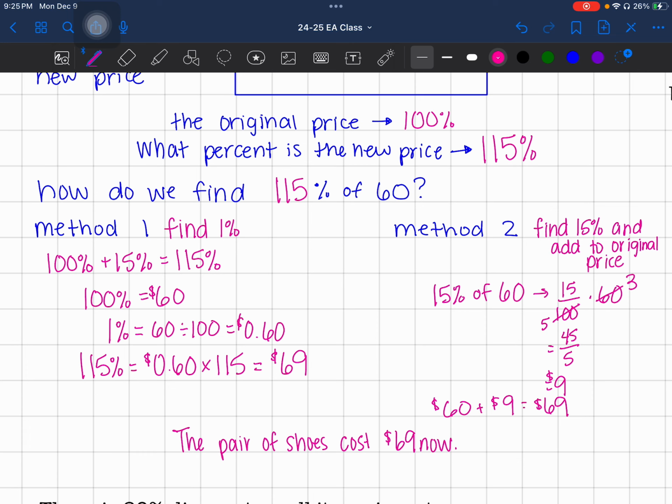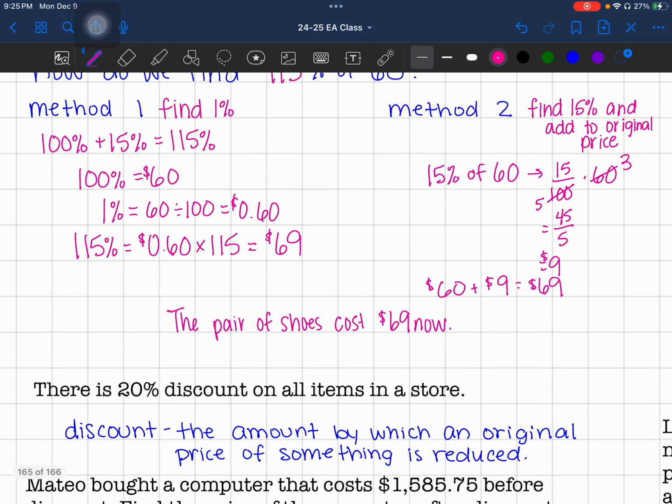So we have two methods. We can find 1% and then multiply it by the total percent, or we can find the percent increase and add it to the original price. Again, pause the video if you need more time to write.